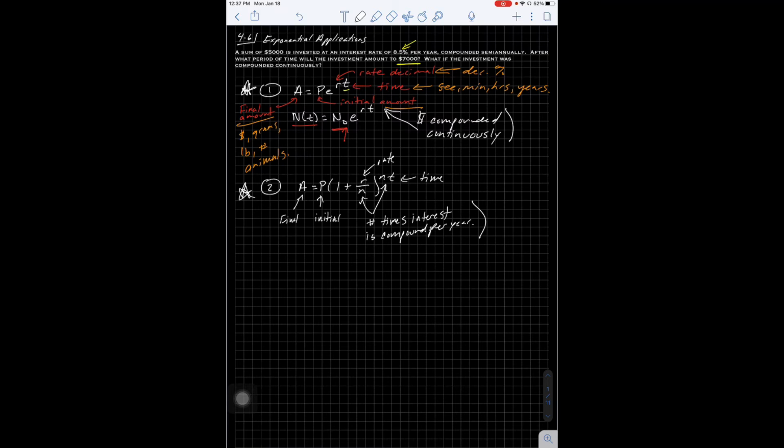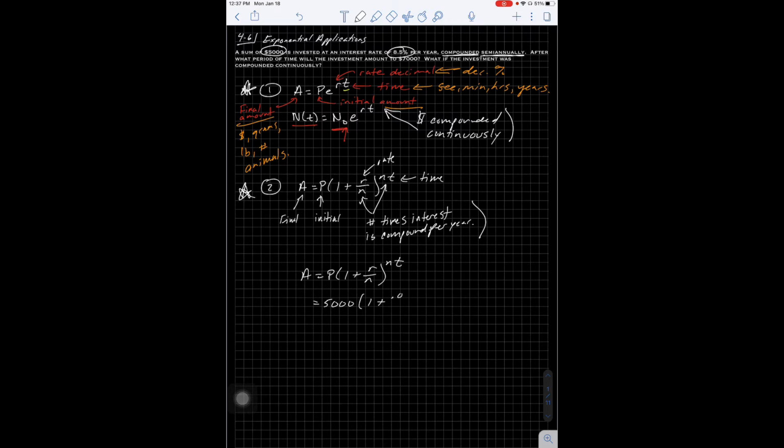Okay, so for example, let's read our first example. A sum of $5,000 is invested at an interest rate of 8.5% per year. It's compounded semi-annually. That means twice per year. So because it's semi-annually, I am going to use this formula. And I'm going to plug in the values. So a sum of $5,000, that's my initial investment. So that's going to go in for P. The 1 stays 1. An interest rate of 8.5%, that's my r. So I change that to a decimal.